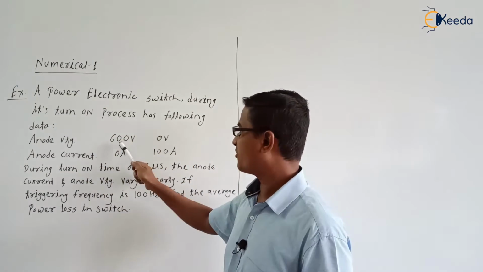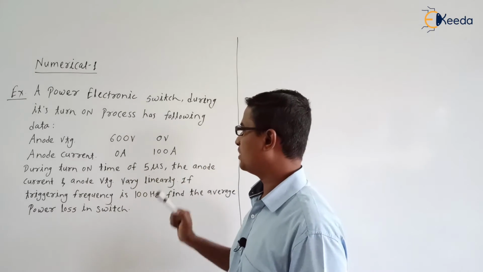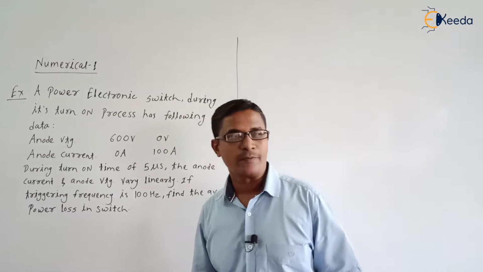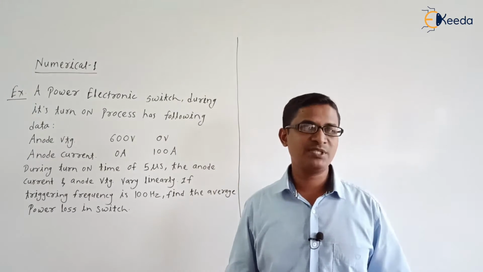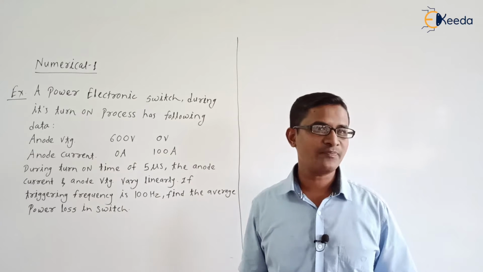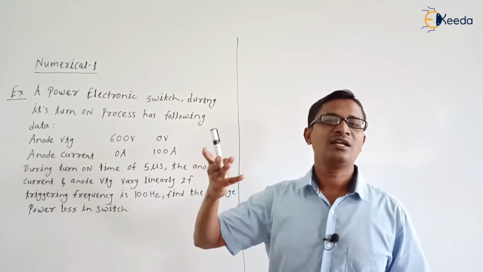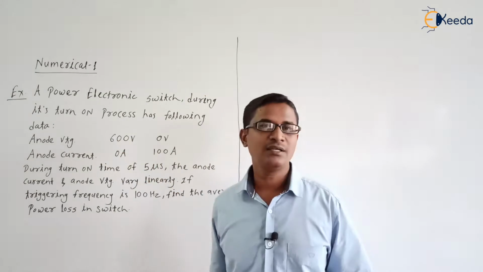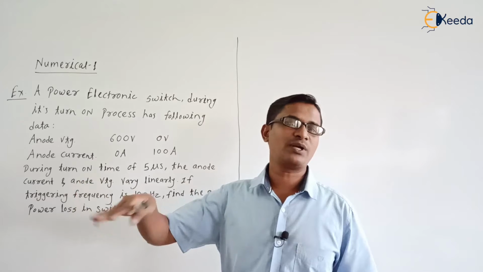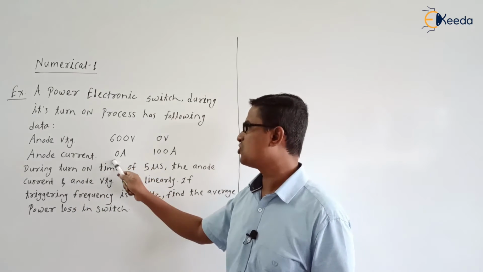Anode voltage is changing from 600 volt to 0 volt. Anode current is changing from 0 ampere to 100 ampere. Okay, so it is given that it is during turn on process, means initially SCR is in the off state. So initially when SCR is in the off state, what is the voltage across the SCR? Definitely it will be high, so that's why the initial voltage is high, right? When SCR is in the off state, what is the current flowing through the SCR? It is a leakage current, right? But they have considered it as 0 ampere.